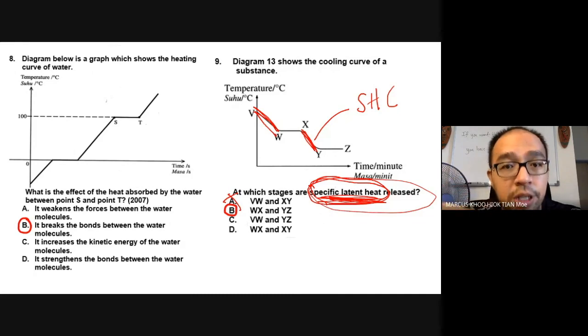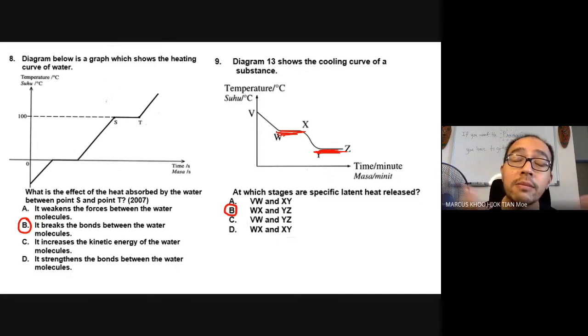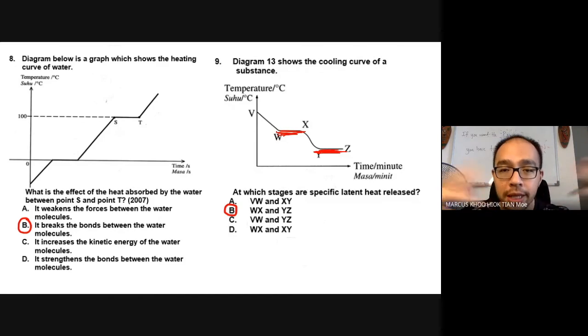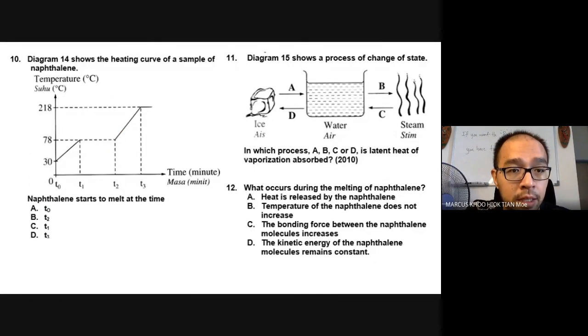No change in temperature. When the graph is flat like this, this is specific latent heat. Why? What is the heat used for? Here the heat is released so that the bonds can form, to form the bonds between the molecules. Whether it is heating or cooling, the situation is the same. If it is slanted, if there is a gradient, it means it is specific heat capacity. If it is a flat line, then it is specific latent heat, because the heat is being used to do something else.